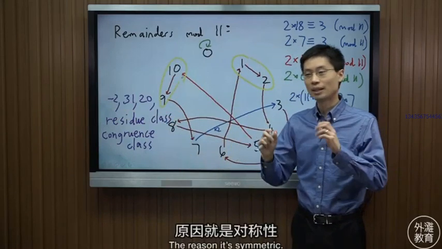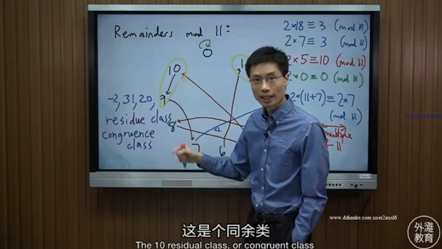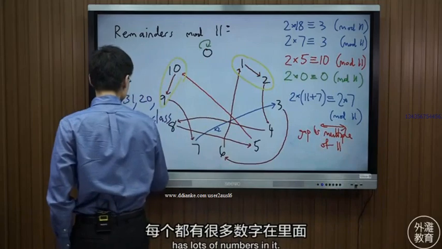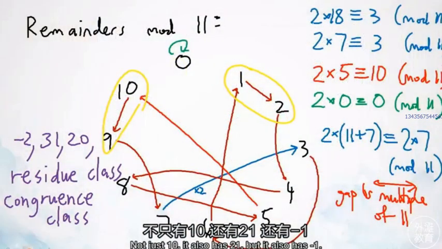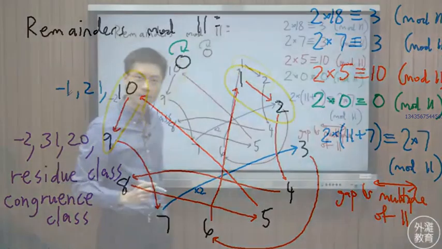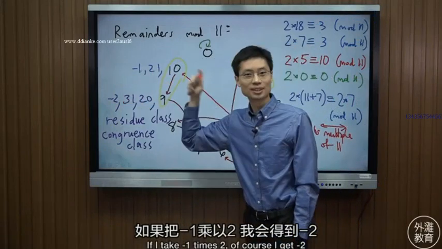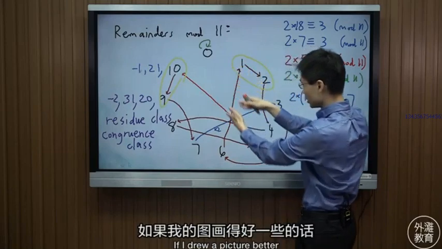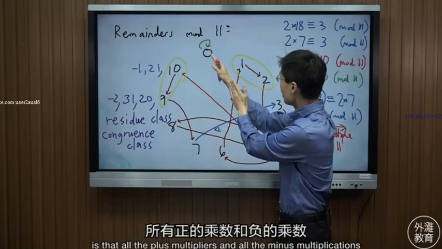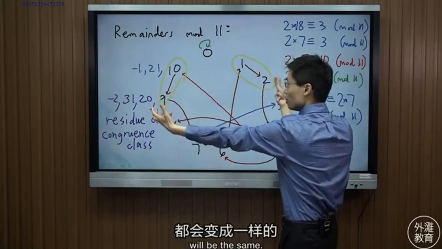The reason it's symmetric, you see these negative numbers here. The 10 residue class, or congruence class, has lots of numbers in it. Not just 10. It also has 21, but it also has -1. If I take -1 times 2, of course I get -2. What I mean by symmetric, if I drew the picture better, is that all the plus multiplies and all the minus multiplications will be the same.